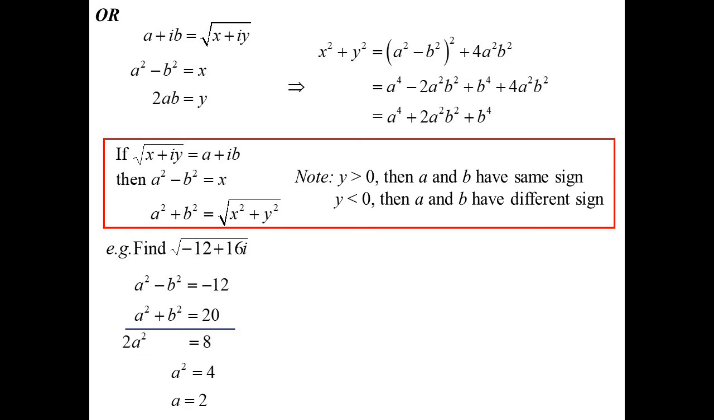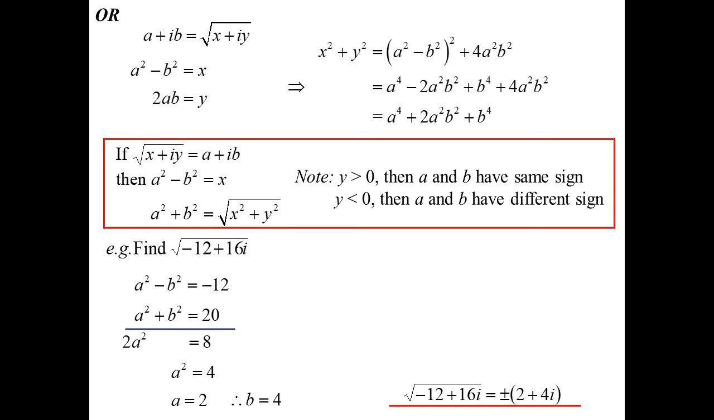Notice I've said a is 2 and not a is plus or minus 2. Well, I don't need to worry about the plus or minus 2 here because when I write my final answer for the square root, I'm going to have the plus or minus there. So I always just take the positive part. A is 2. Sub back in and we can work out b. B is 4. I know it's 4 because I'm finding the square root of something where the imaginary part is positive. Therefore, a and b will have the same sign. So b must be positive 4, not negative 4.